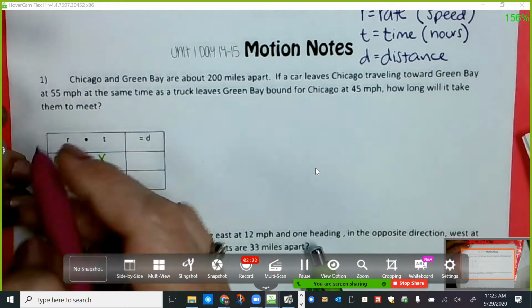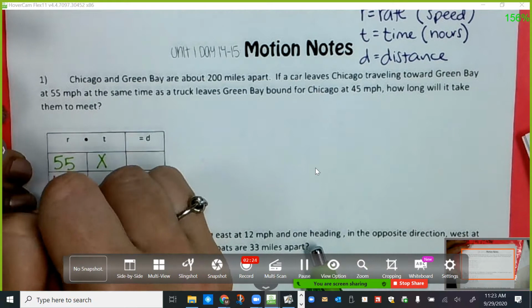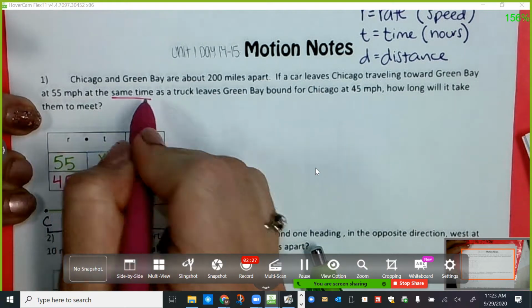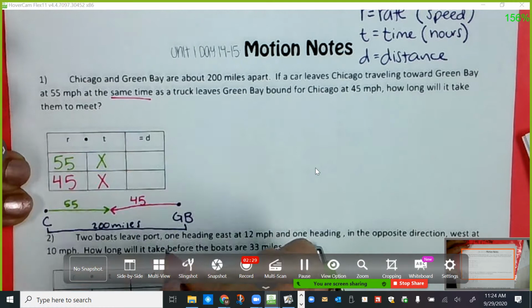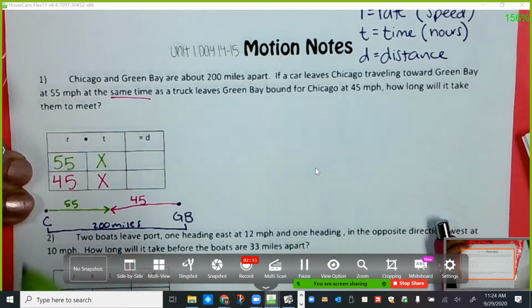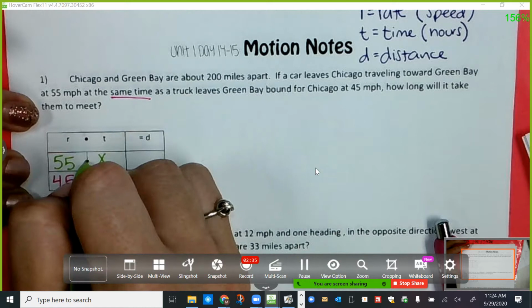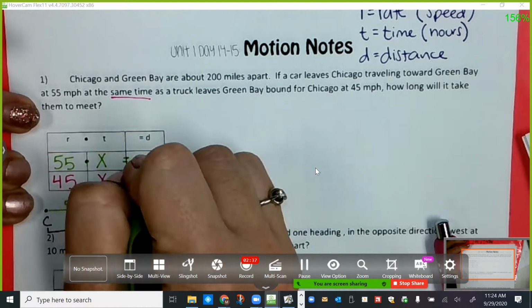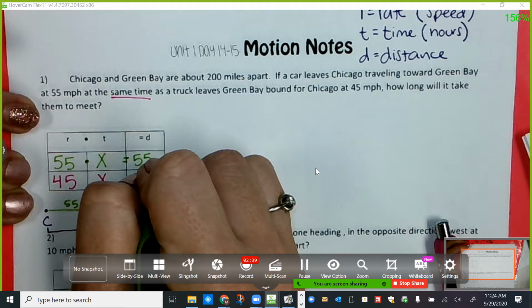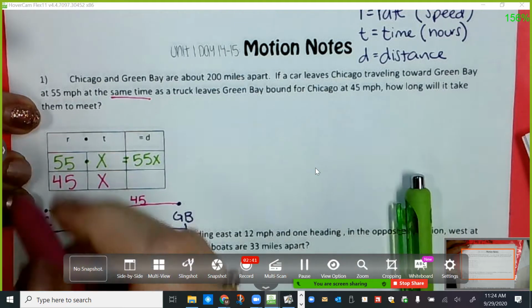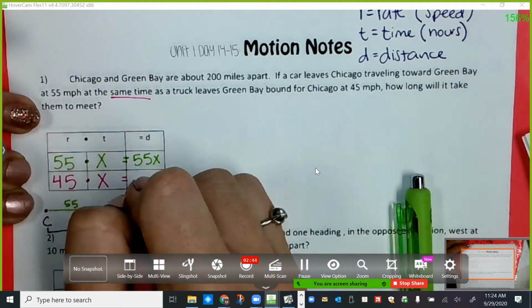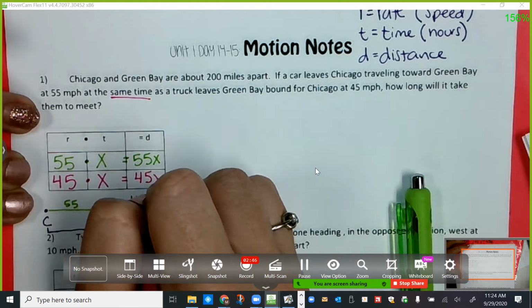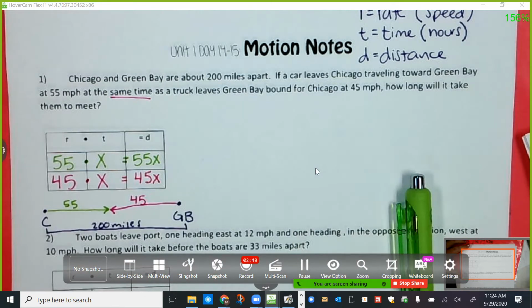Okay, then we know that our second rate is 45, and it tells us the same time, so it's just going to be x again. Okay, now, if you notice on top it says rate times time equals distance, so 55 times x is 55x. 45 times x is 45x. Everybody okay with what I've done so far?